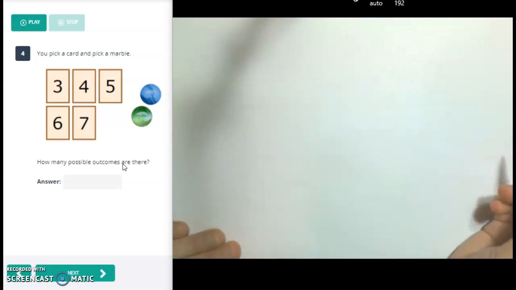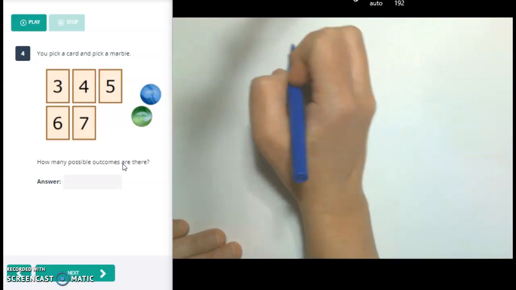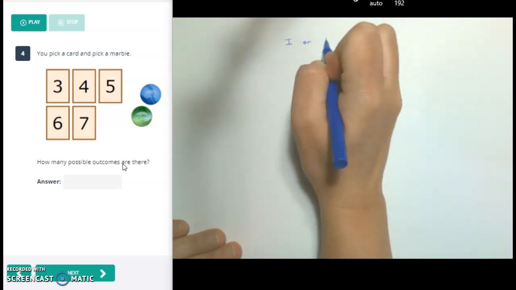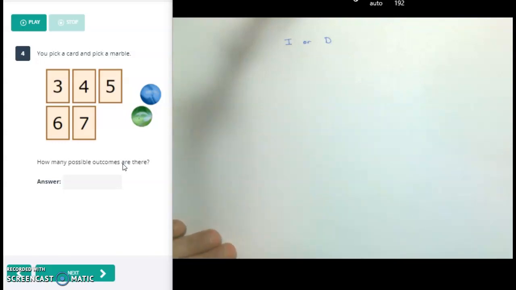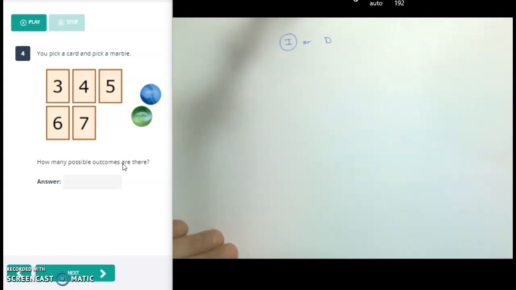So in this question, it says you pick a card and pick a marble. The very first thing we need to determine is whether it is independent or dependent, because that's going to determine how we set up our ratios for probability. If we pick a card and pick a marble, these have nothing to do with each other, so we would say that these are independent. One event does not affect the other.